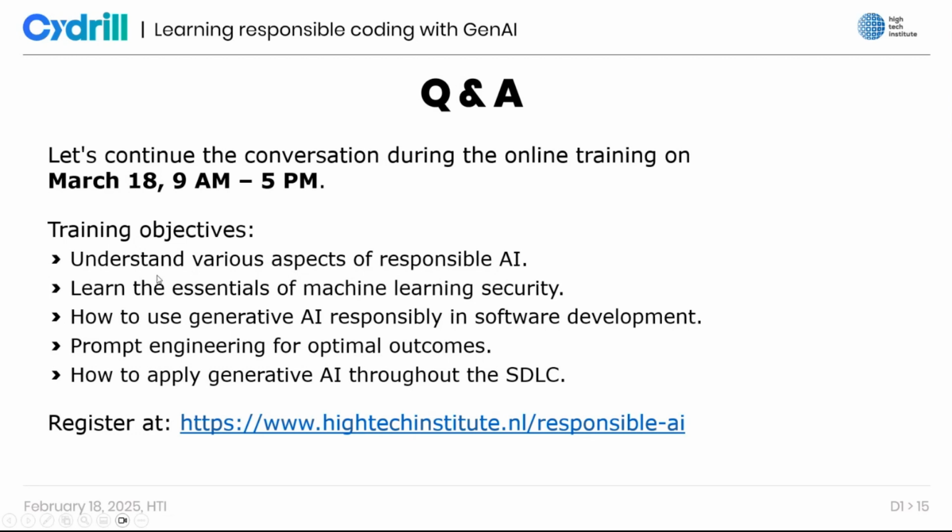We learn the essentials of machine learning security, not too much in detail, just to understand what are the underlying problems that allow these kinds of issues to happen, and how to use generative AI responsibly in a software development world, which means, what are the main dangers that we need to be aware of, and how do we deal with them? What kind of prompt engineering techniques are there that have been proven to work to a reasonable point, and will be improving the quality of the code that you generate?